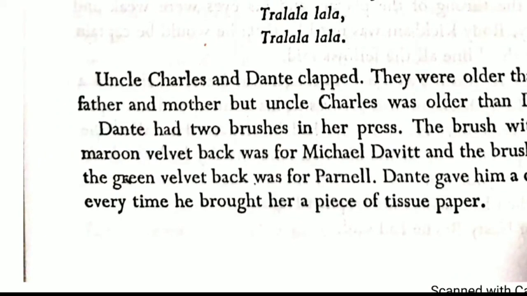Uncle Charles and Dante clapped. They were older than his father and mother, but Uncle Charles was older than Dante. So how this child connects with the age of grown-ups, that can be seen. Dante had two brushes in her press. The brush with the maroon velvet back was for Michael Davitt, and the brush with the green velvet back was for Parnell. So these are all colors that children notice when they are very small.